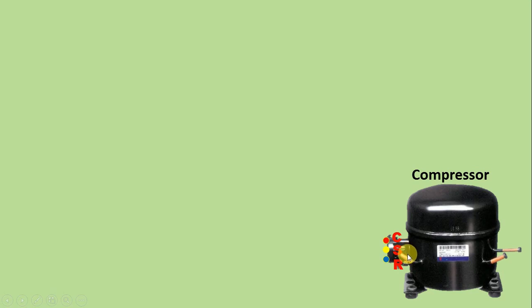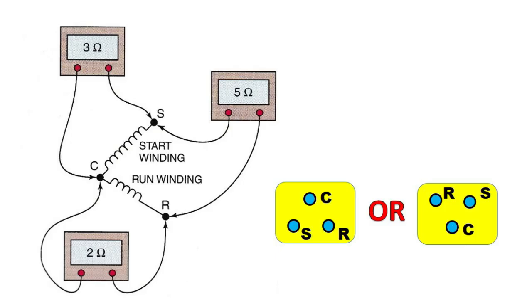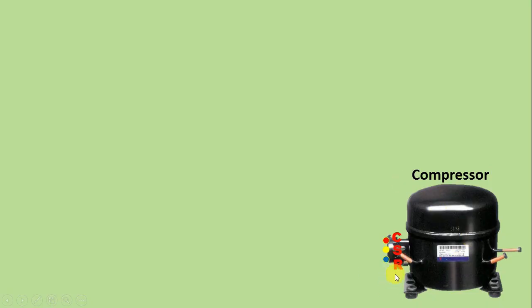Now when you look into this compressor, you will find 3 terminals for doing electrical connection. Something is written on these 3 terminals: C, S, R. C means common, S means starting and R means running. It means 2 windings are done in this compressor. Among these 2 windings, one is starting, the second is running. The starting winding and the running winding are connected at a point with each other. This terminal is known as the common terminal. So these are the 3 terminals of the compressor.